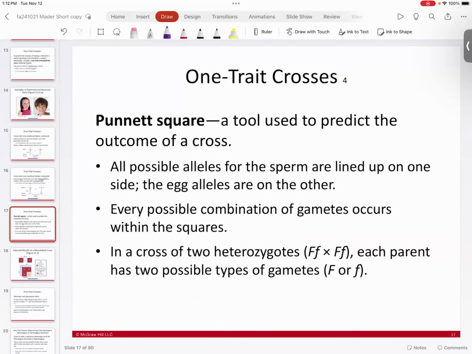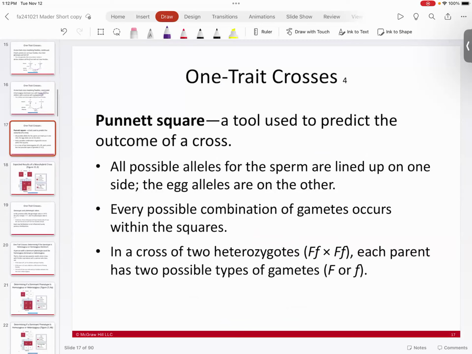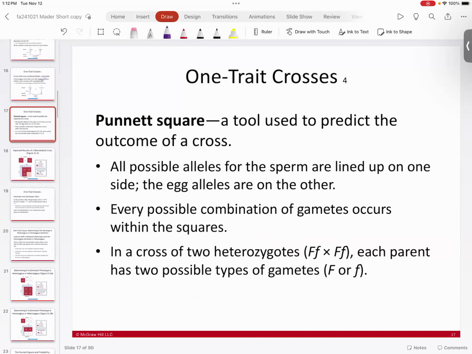And so in order to keep track of this, we have a little graphical, organizational tool that we use called the Punnett square. That helps us to predict the outcomes of crosses when we're looking at these sorts of problems where we're trying to figure out the likelihood of getting a child with a particular genotype.